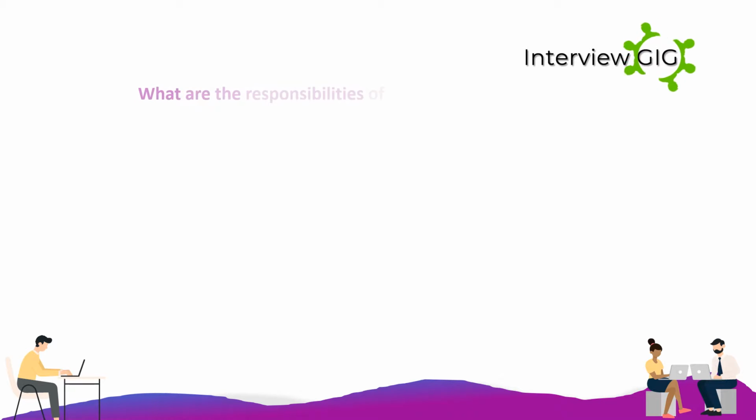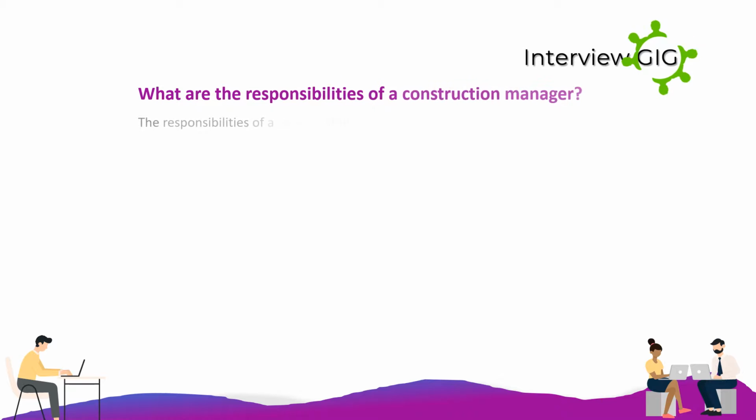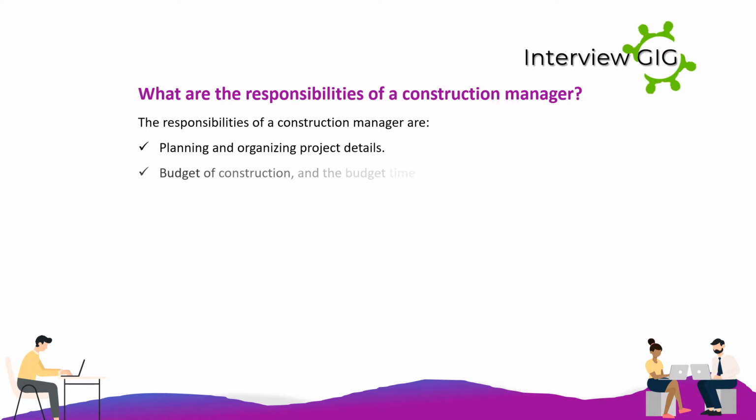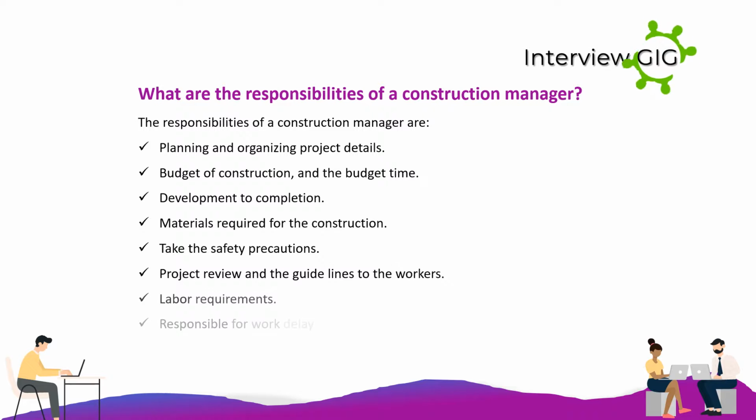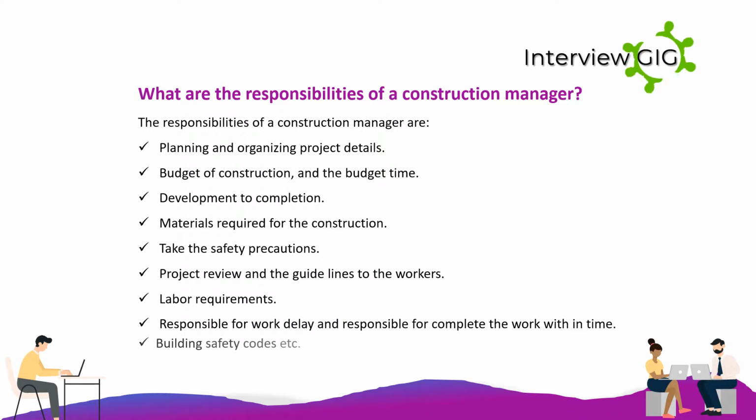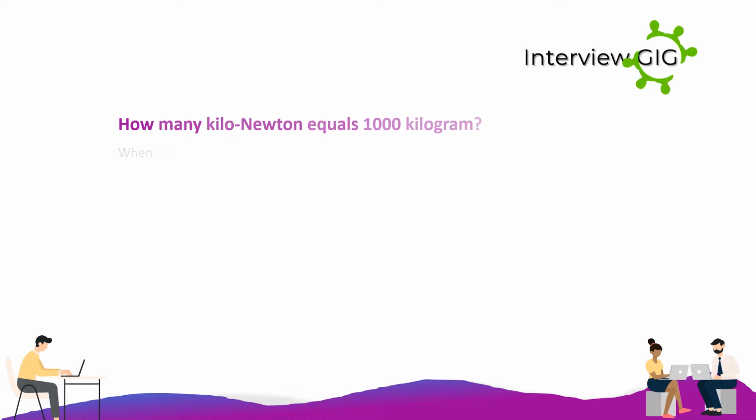What are the responsibilities of a construction manager? The responsibilities of a construction manager are planning and organizing project details, the budget of construction, and the budget time, from development to completion. Materials required for the construction. Take the safety precautions. Project review and guidelines to the workers. Labor requirements. Responsible for work delay and responsible for completing the work within time. Building safety codes, etc.